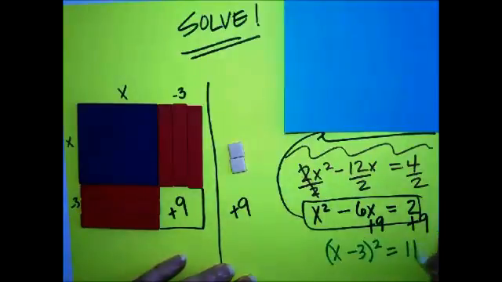Now, from here on out, this is like what you've done before, where you take the square root of both sides and find the values for x. So go ahead and pause this video for a second and figure out what the values of x are, and then turn it back on and we'll see if you're correct.